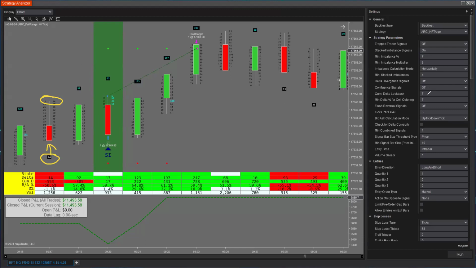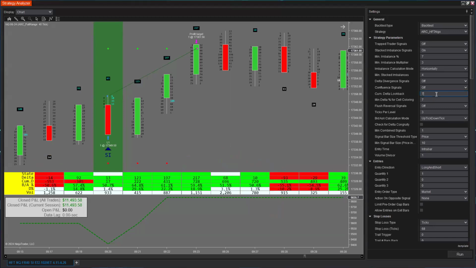Confluence, we already talked about. Cumulative delta look back. That is going to be the number of bars that you're going to look back for the cumulative delta on this grid. Okay. That's what that's doing. Also, this factors into your confluence signal. Minimum percent, we talked about flush reversals.